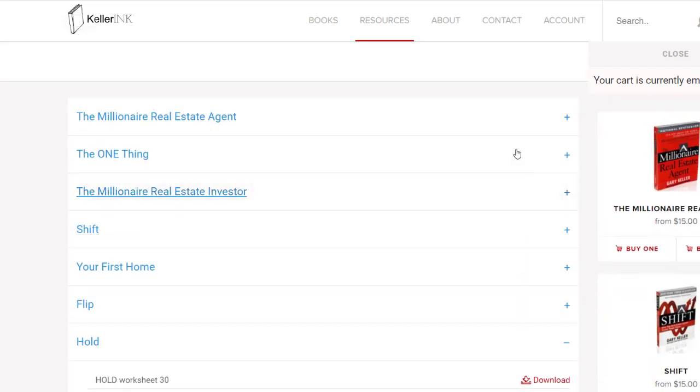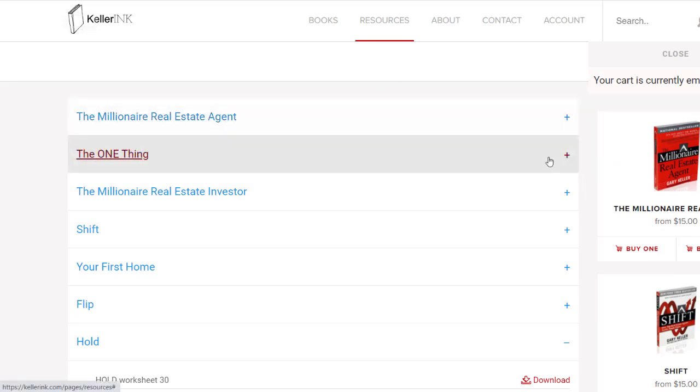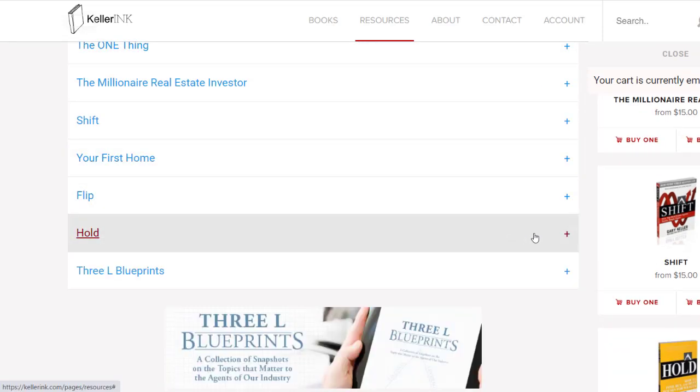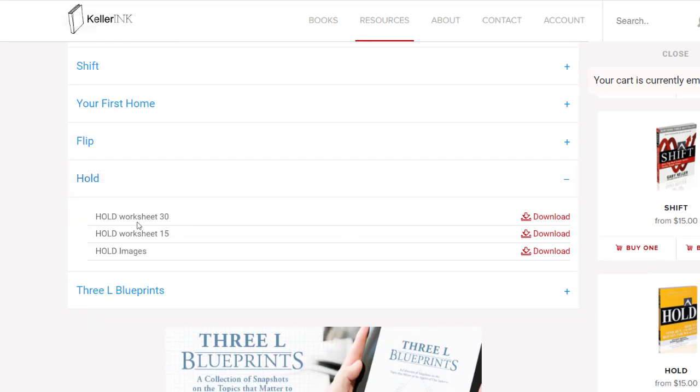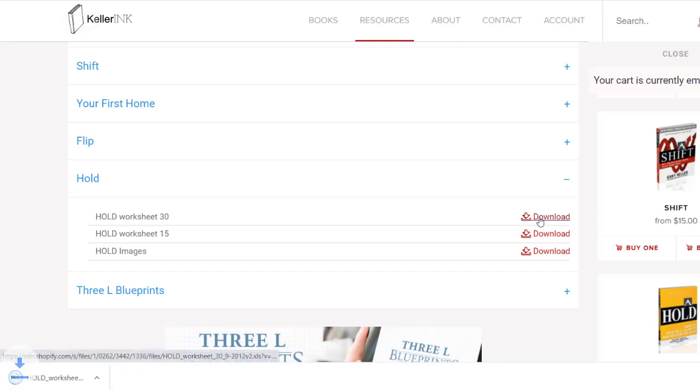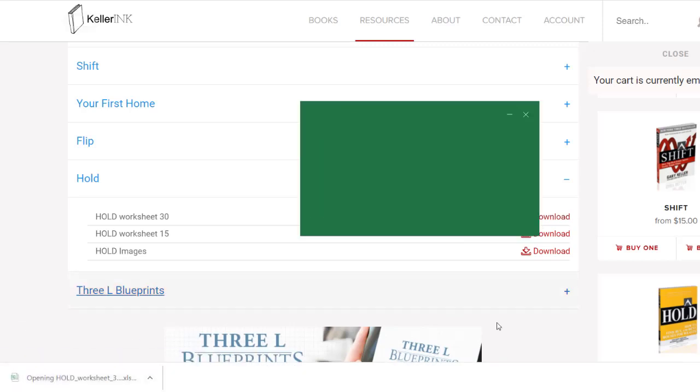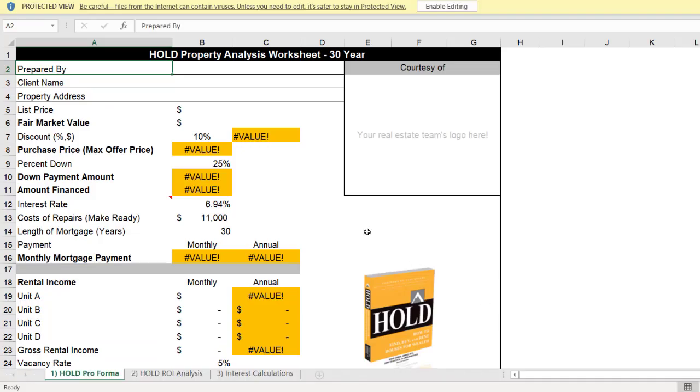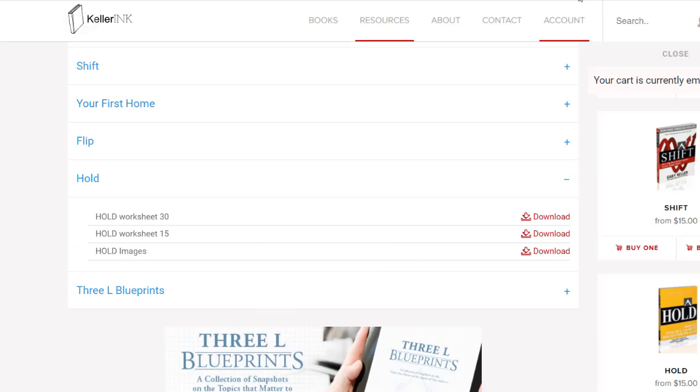So in order to find it, you go to the website. I'll link below as I mentioned. You would click on Hold, and then you would click on Hold Worksheet 30. They're referring to a 30-year fixed mortgage. They also have a Hold Worksheet for a 15-year fixed. But for this example, we're going to go ahead and use the Hold 30. Okay, so I'm going to go ahead and open up the blank spreadsheet, and let's go ahead and jump in to see if we can find a property to go ahead and analyze.